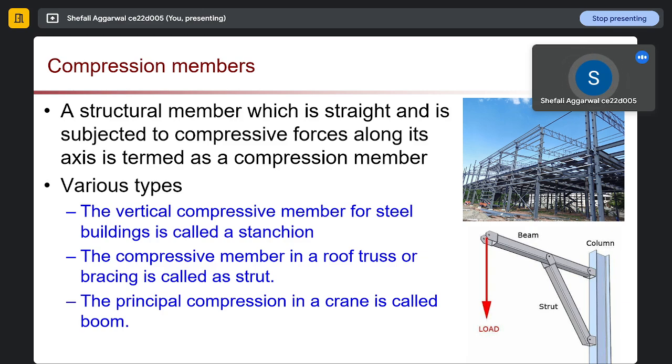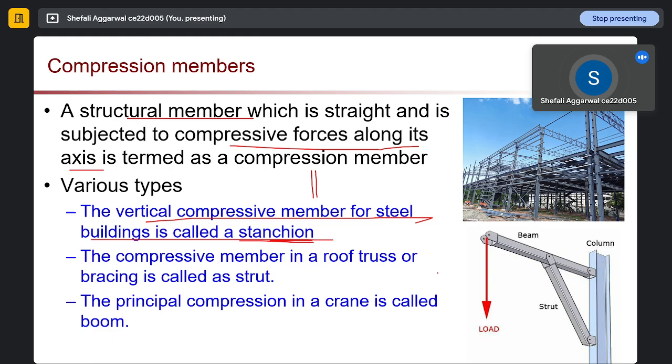We have already studied the tension member. So what are compression members? They are structural members which are subjected to compressive force along the axis. And what are the various types of compression members we use in our steel structure buildings? Firstly, the vertical compression member of a steel building is called a stanchion. What we call a column in an RC structure, in a steel structure we call a stanchion.